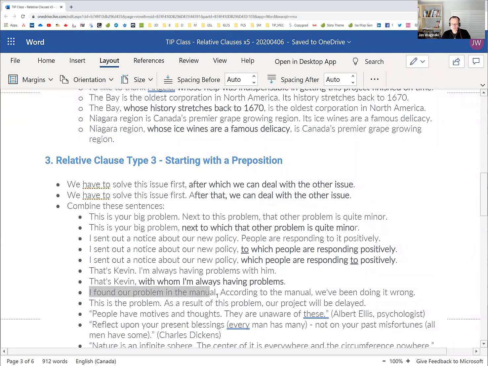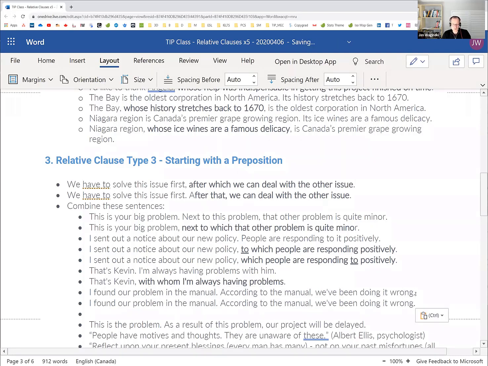I found our problem in the manual. According to the manual, we've been doing it wrong. Let's go with, I'll offer this one too. Found our problem in the manual.